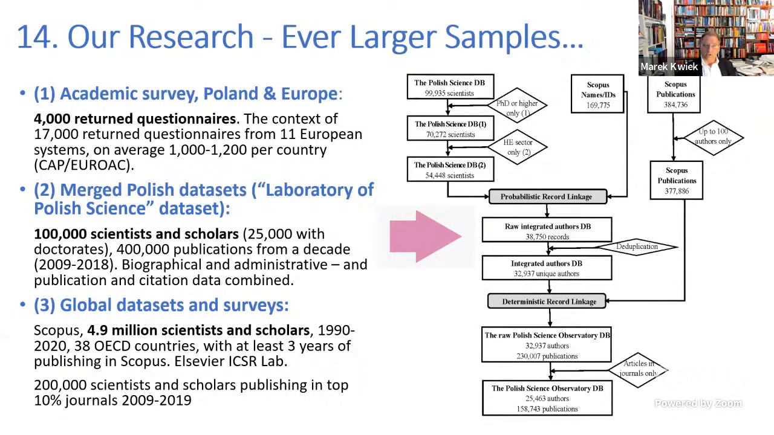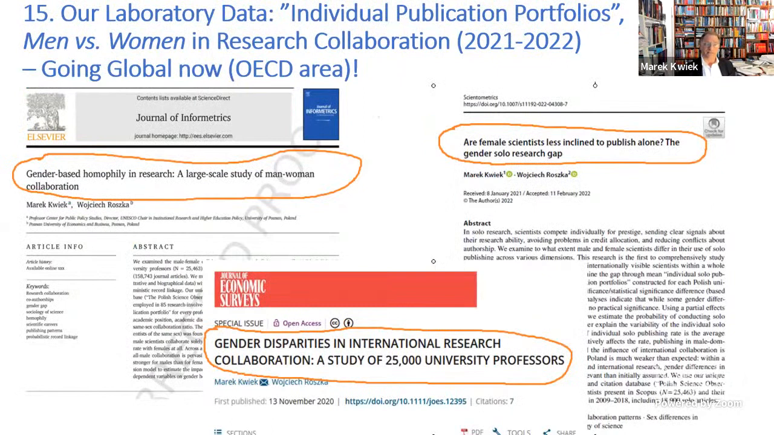Wojciech Roszka to have our Laboratory of Polish Science data sets. We used various methods to arrive finally at the data set, which we used in several very, very nice papers. Speaking of papers, we studied men and women. Well, not the scientists, but men and women through individual publication portfolios. We constructed portfolios for every Polish scientist, every in the past 2 years. And the publication portfolio was for a decade.